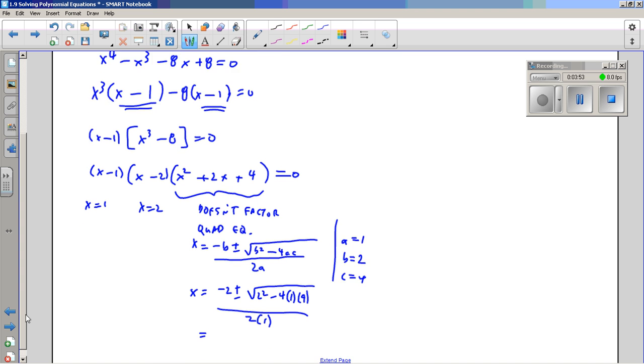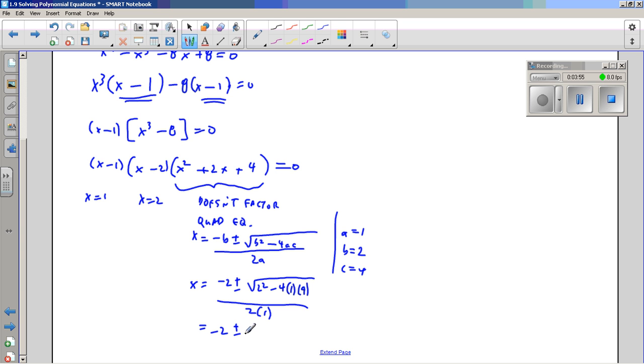And what do I got here? I got negative 2 plus or minus the square root of 4 minus 16. 4 minus 16, negative 12. What does this mean? This is no solutions, not a real number. No solutions here. So what does that tell us? Well, the solution set is just these two things.